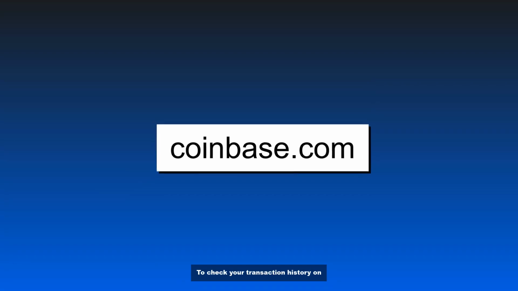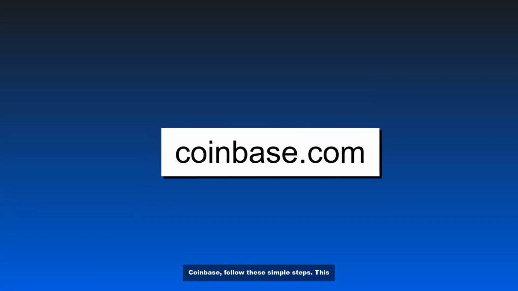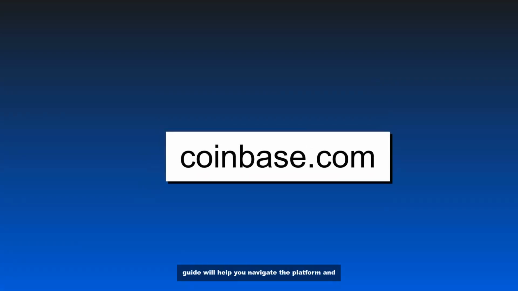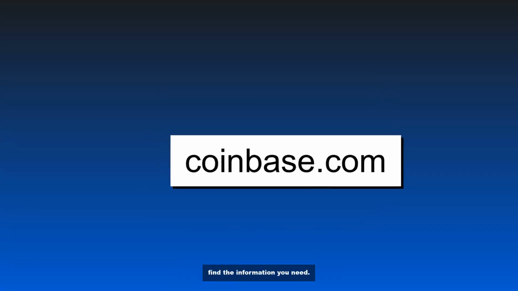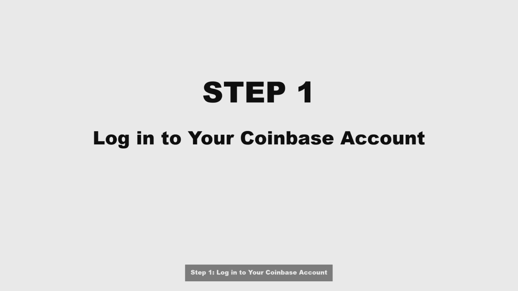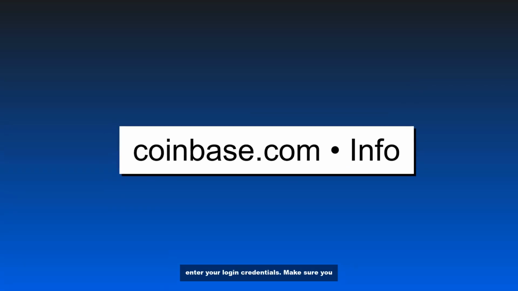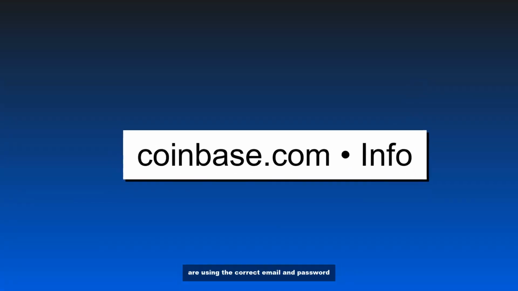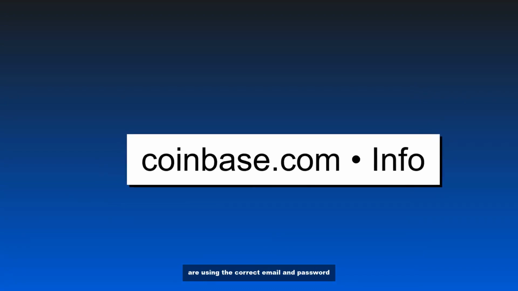To check your transaction history on Coinbase, follow these simple steps. This guide will help you navigate the platform and find the information you need. Step 1. Log into your Coinbase account. Open your web browser or the Coinbase app and enter your login credentials. Make sure you are using the correct email and password associated with your account.